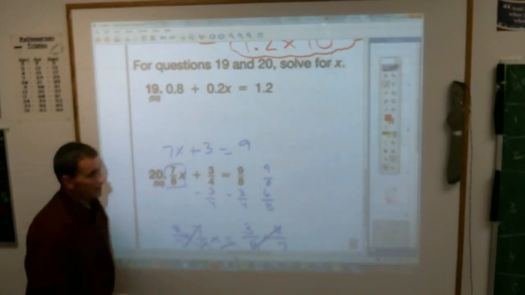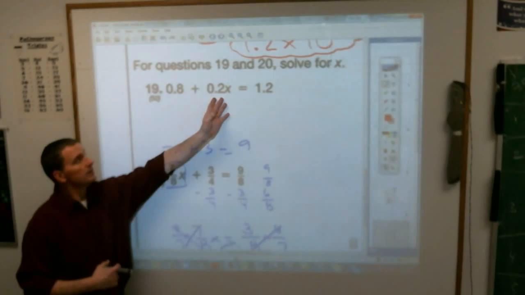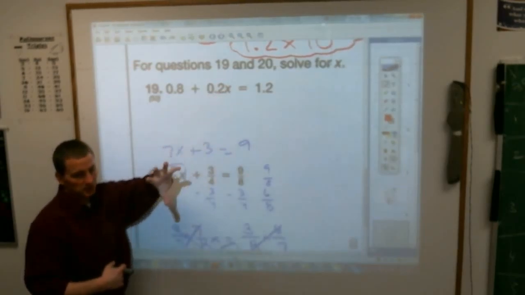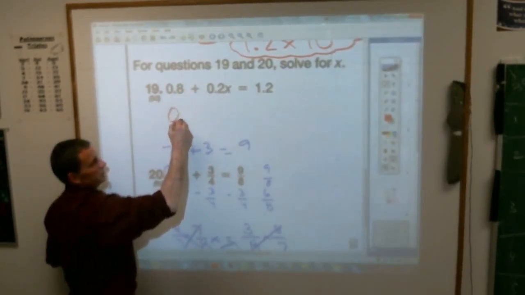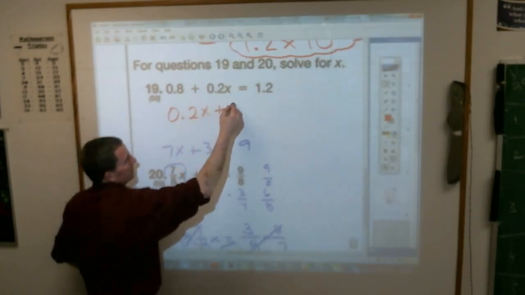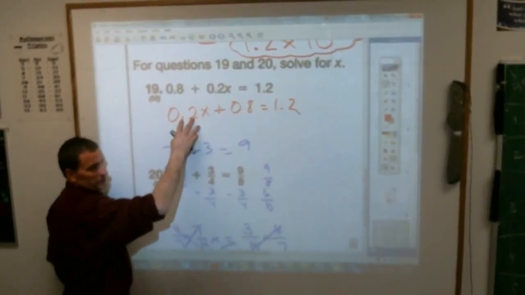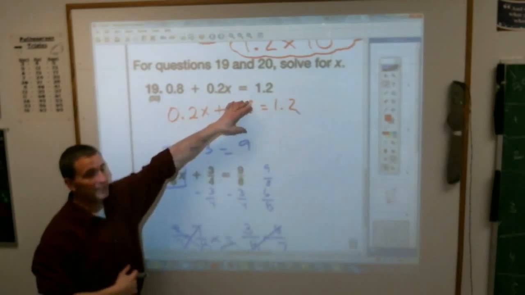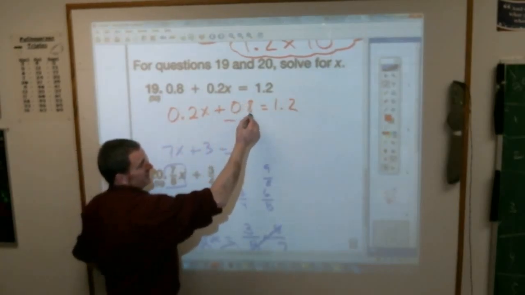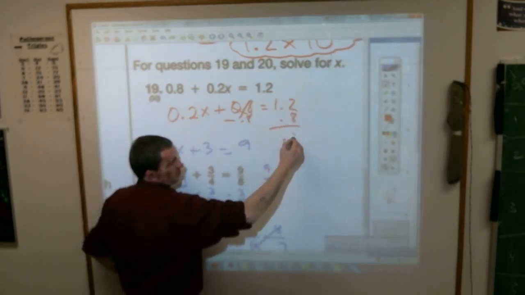Equations are all done the same, Madison. I want to get x by itself. So what do I have to get rid of first? Nope. You say 0.2? No. This probably threw you off because usually you write this the other way around. Usually it's written like this: 0.2x plus 0.8 equals 1.2. You deal with the x term last. You want to get rid of the other term first. So how do I get rid of 0.8? I just subtract 0.8. I subtract 0.8 from that, I end up with 0.4.